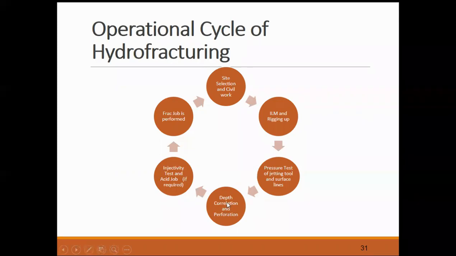Then you correlate the depth and perforate with coil tubing. Perforating at the right depth is very important, because if you end up perforating at the wrong depth, which is not your zone of interest, your frac job will be in a zone that you do not want fracked. That situation should be avoided. Now, injectivity test and acid job if required. If the formation requires an acid job, you should pump acid, otherwise you should not. Then you go to the frac job, and then go to the next location. So this is the generic operational cycle.